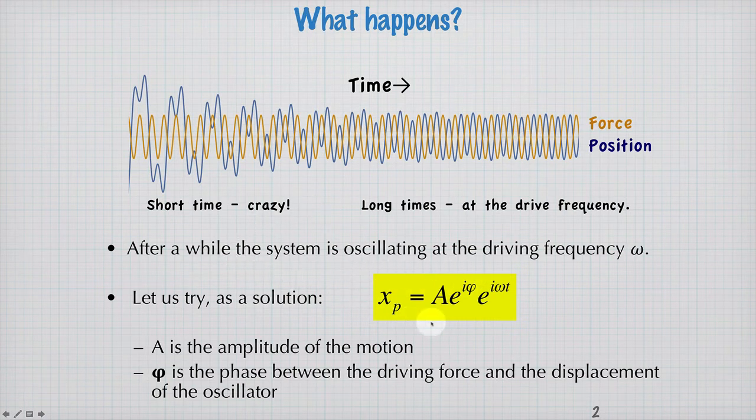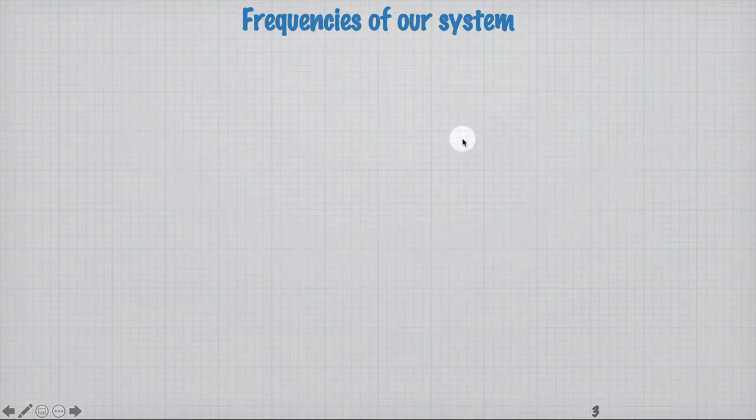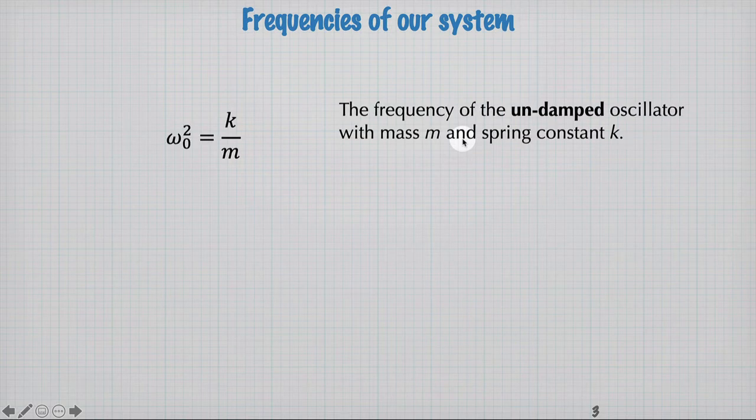So what we're going to do to find the steady state response is try a solution of the form A e to the i phi e to the i omega t. That is at the same frequency as the drive, with some phase shift relative to the drive and some amplitude. Before we go on, I just want to be clear about what frequencies are important in our system. The first frequency that's important is omega naught. Omega naught is the frequency of the undamped oscillator with mass m and spring constant k. This frequency is really important for both the response of the system to driving and also the transient behavior of the system.